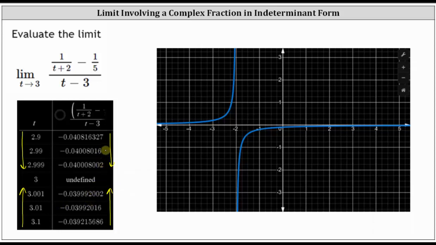Now we're looking at the graph. If we draw a vertical line at t equals 3, it's going to be hard to tell. But as we approach 3 from the left and from the right, we are approaching a value that's just less than 0. We are approaching the function value of negative 1/25.